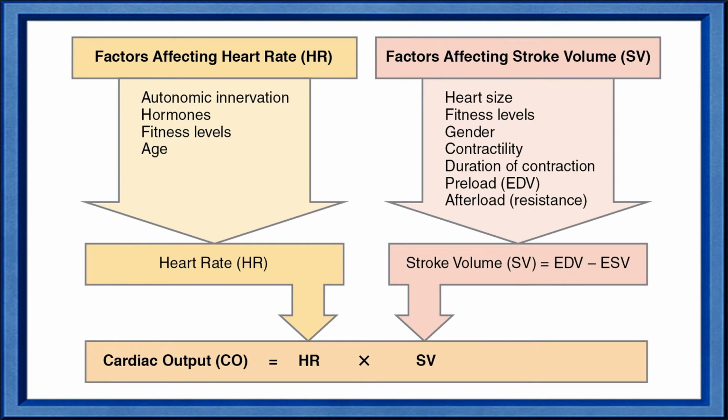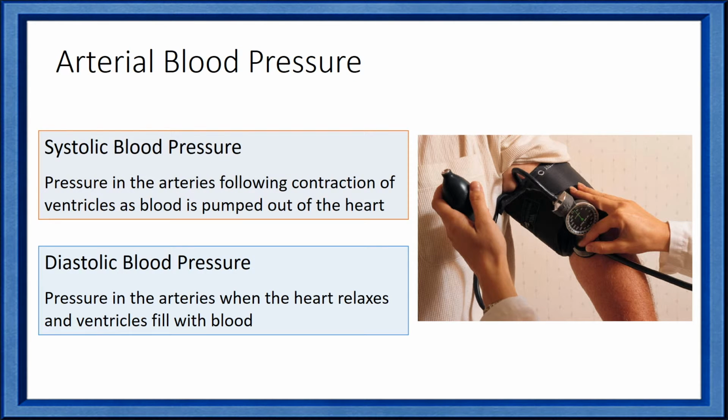Here is a summary of factors affecting cardiac output. Heart rate, which is influenced by the autonomic innervation, hormones, fitness level, and age. Stroke volume, which is influenced by heart size, fitness level, gender, contractility, duration of contraction, diastolic volume, and total peripheral resistance. The next cardiovascular parameter is the arterial blood pressure, which consists of systolic blood pressure and diastolic blood pressure.